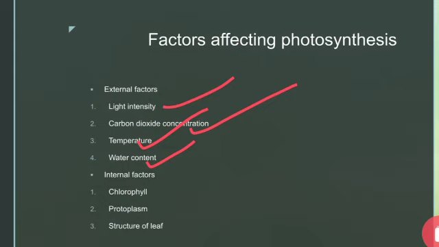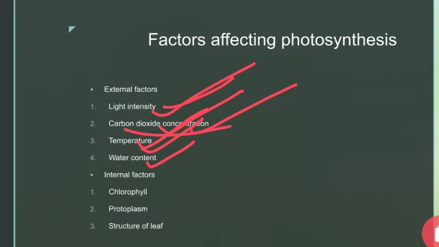The same happens with carbon dioxide concentration. Here, what we can see is that photosynthesis will further increase, but again it is stabilized at a point. So the two factors, light intensity and carbon dioxide concentration, affect photosynthesis simultaneously.